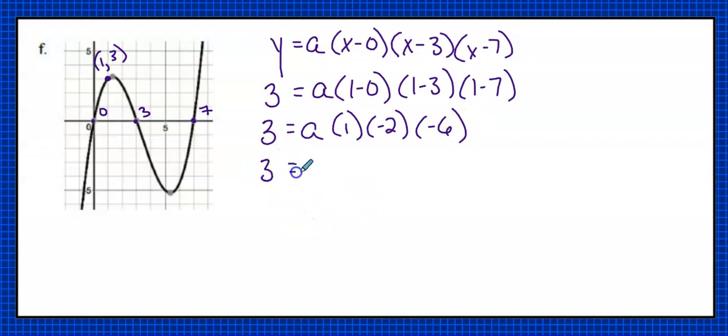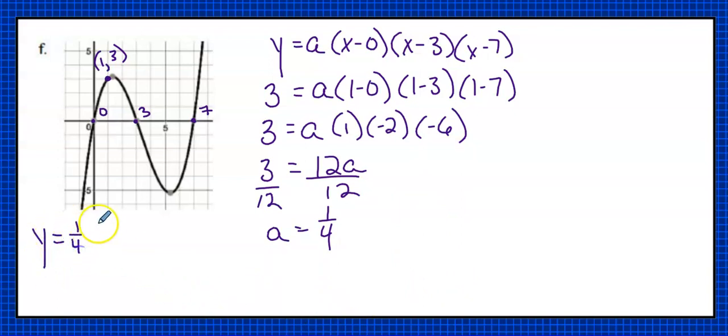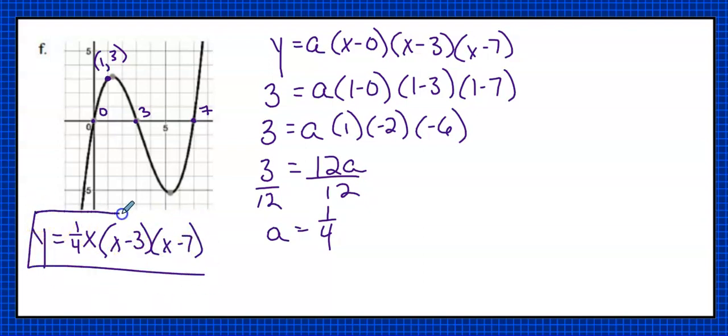So I get 3 equals, that's going to be 12a. So divide by 12. a equals 1/4. Let me check and make sure. Yep. Okay, and then you know what? I'm going to change this to just 1/4 x because the x right here is also correct. All right, so that would be your answer, and if you wanted to write it in standard form, just multiply all that out. I'm not going to have you do that.